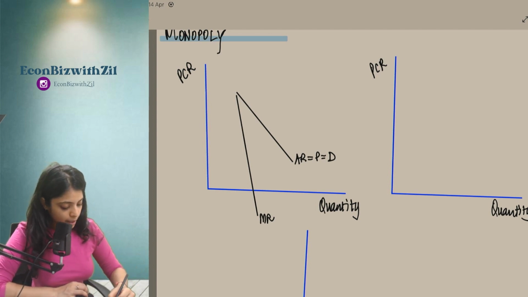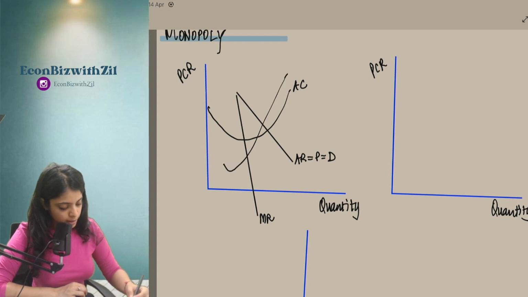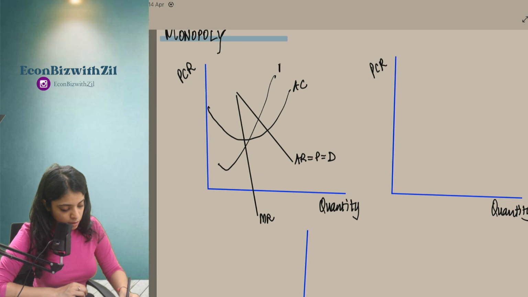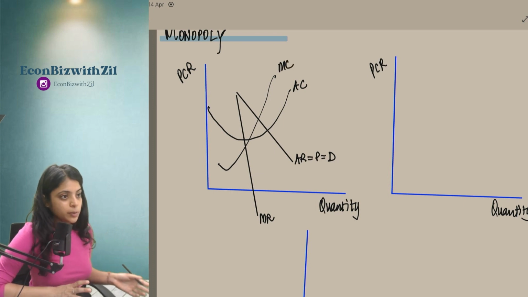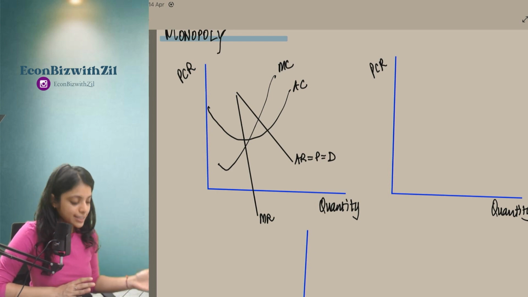So thereby it is the same U that we draw for AC, and MC cuts at its lowest. This is not its lowest, this is the lowest. So MC cuts there. Now, where is MR equals to MC? We need to identify that, and then we need to see where it's cutting P, where it's cutting AC.